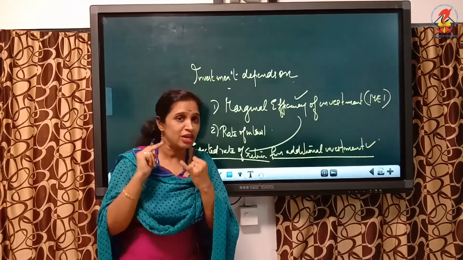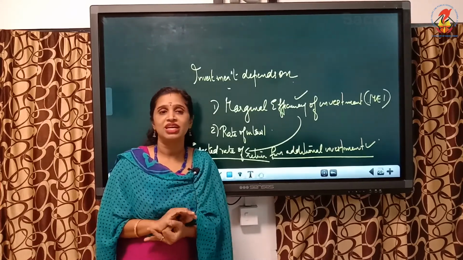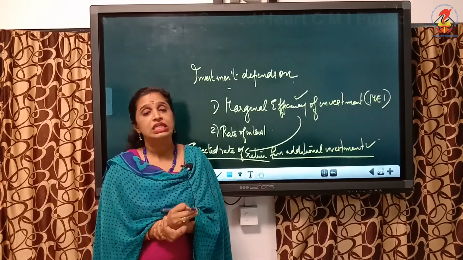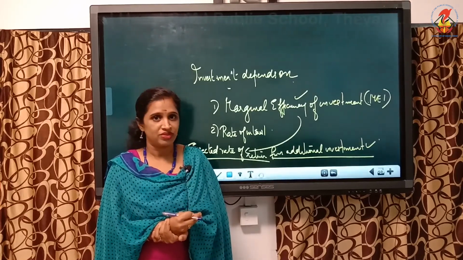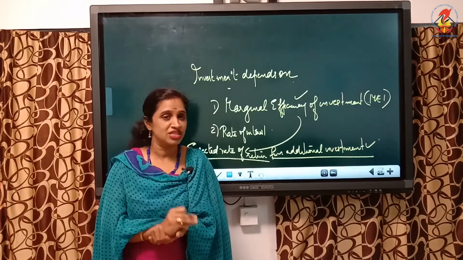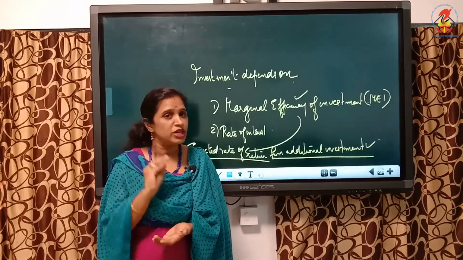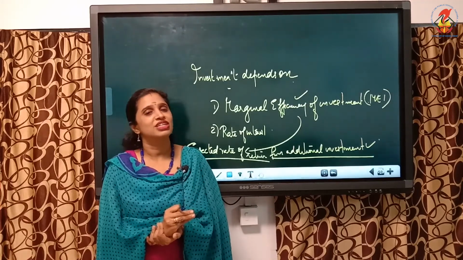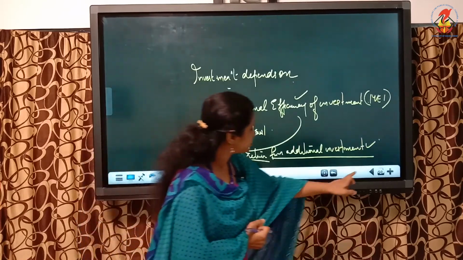So investment mainly depends on marginal efficiency of investment, and the second one is the rate of interest, because when a business venture is started, investment is required. Most of the needs are met by borrowing, by taking loans. So if the rate of interest is more, the borrowing will be less. If the rate of interest is less, borrowing will be more. Therefore, investment depends on two main factors: marginal efficiency of investment and the rate of interest. So I hope that topic is clear to you.